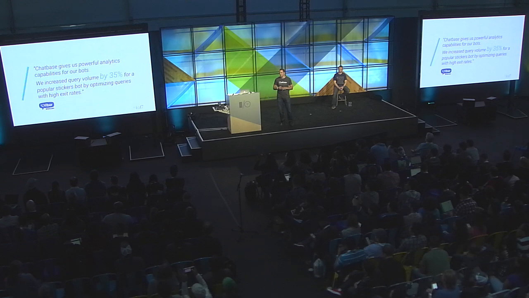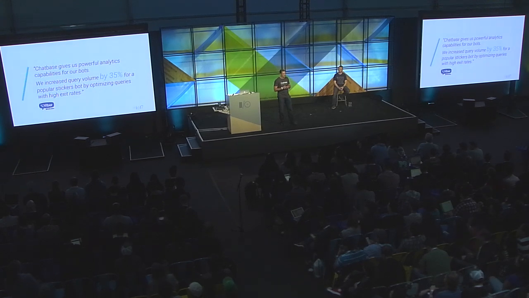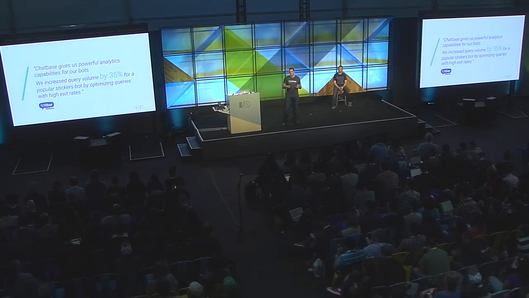So let's talk about one of our early access partners and the benefit they saw from Chatbase. Viber is a messaging app with over 800 million registered users, and they have their own chatbot platform with their own bots and also third-party ones. They realized pretty quickly that normal analytics wasn't going to work for them, and so they started using us. For one of their top chatbots, a digital sticker sharing bot where you can send your friends stickers of cats, dogs, and so on, they saw that really popular queries were having high exit rates, and so they optimized those. After that, they saw a 35% bump in total query volume.